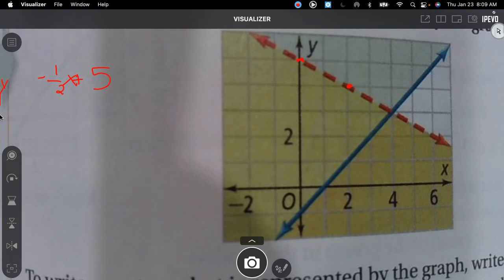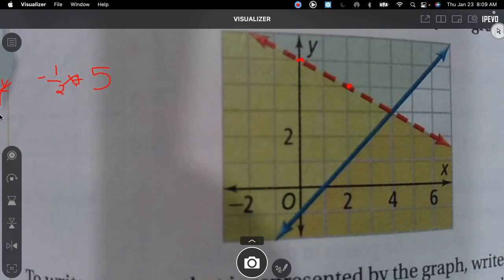Y is, are we less than or greater than that line? The red one. Are we above it or below it? We're less than, so I'm going to put the less than sign. Is it equal to? No, it's a dotted line. What that's supposed to say is y is less than -1/2 x plus 5.